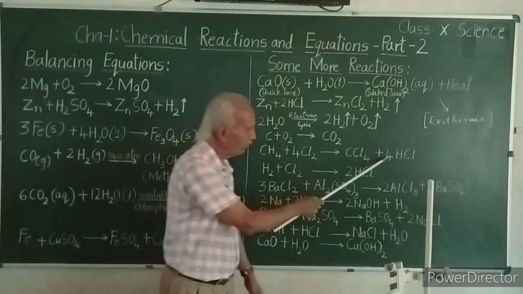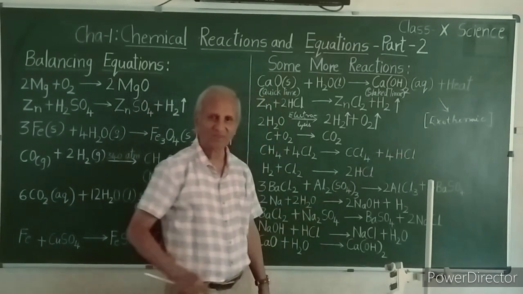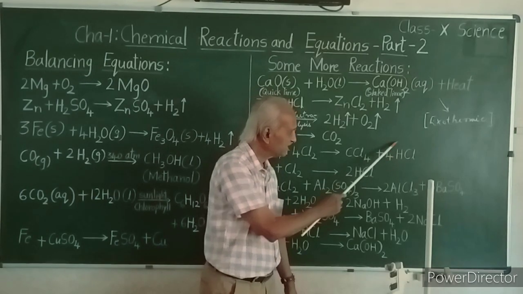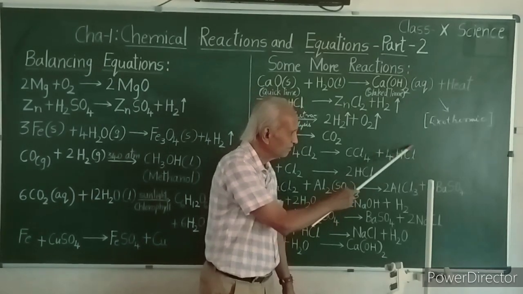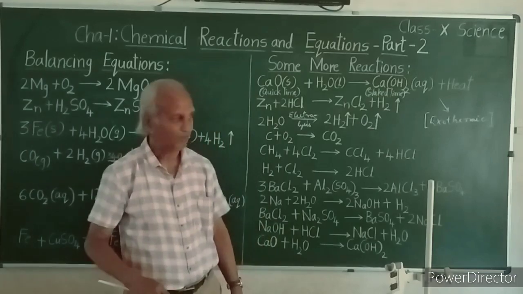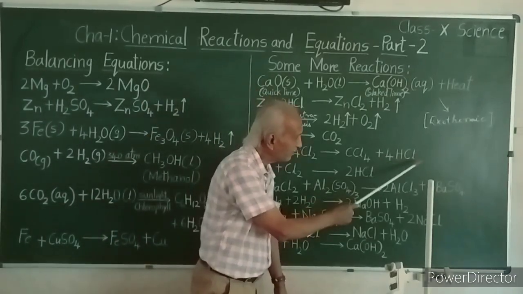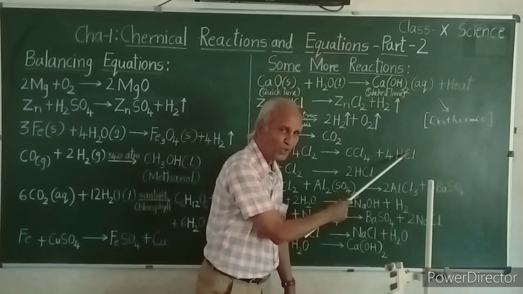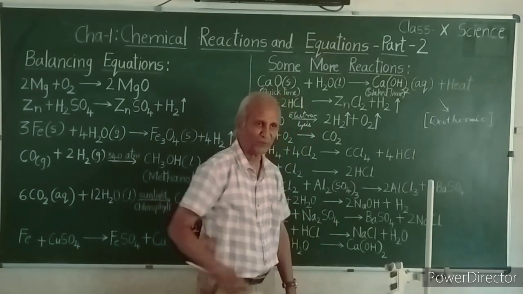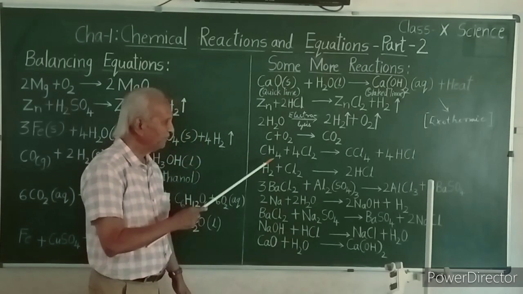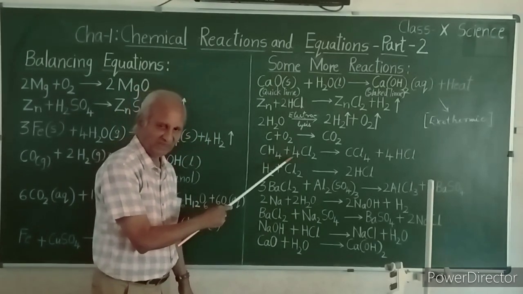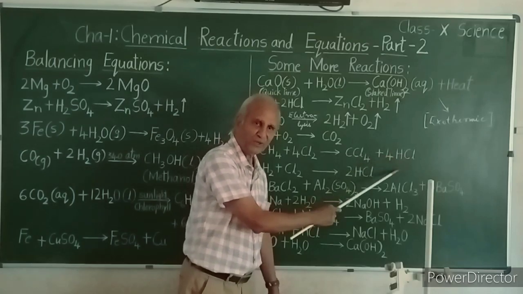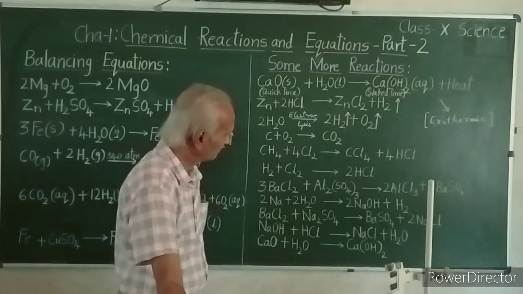H4 here, 4H here. Always remember, whenever there is a coefficient, the coefficient belongs to the entire molecule, not just to H. Whatever you write as a subscript pertains to only that element, not to the entire molecule. So methane plus chlorine gives us carbon tetrachloride plus hydrogen chloride.